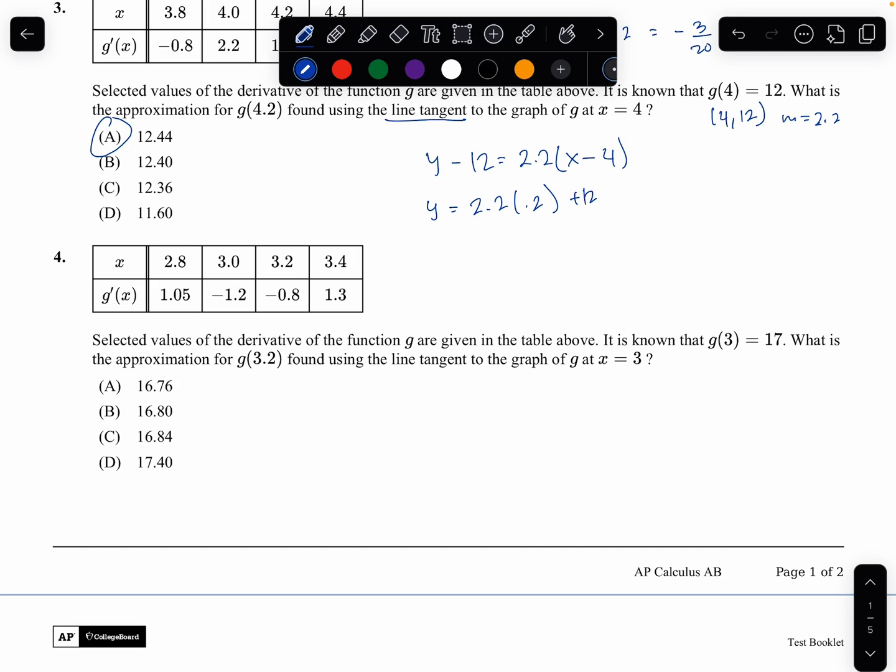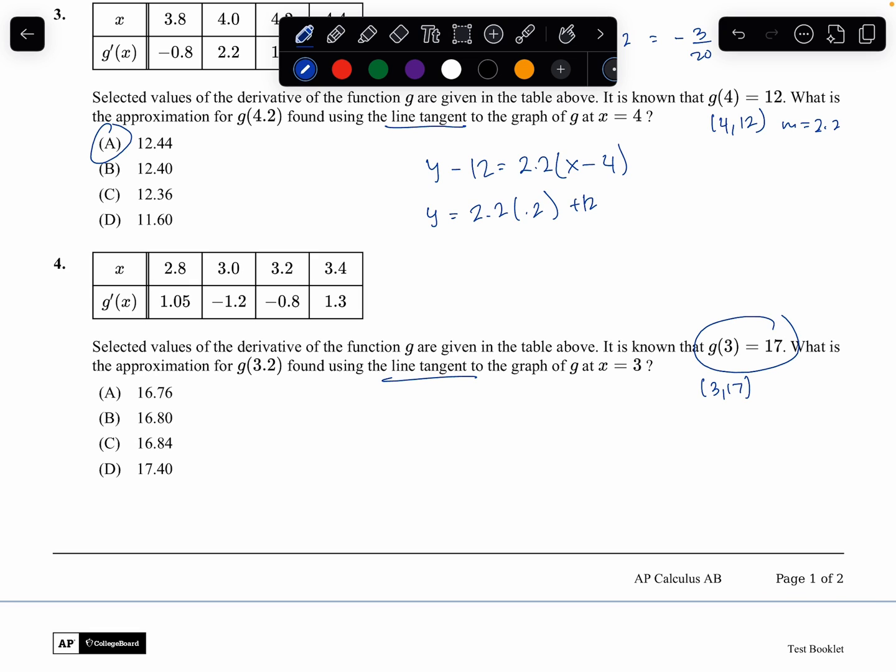4 looks like it's similar. So we have the point. So the point here is (3, 17). We're using the tangent line to approximate the value of the function at 3.2. So we have y minus 17 is going to be equal to the slope at 3.